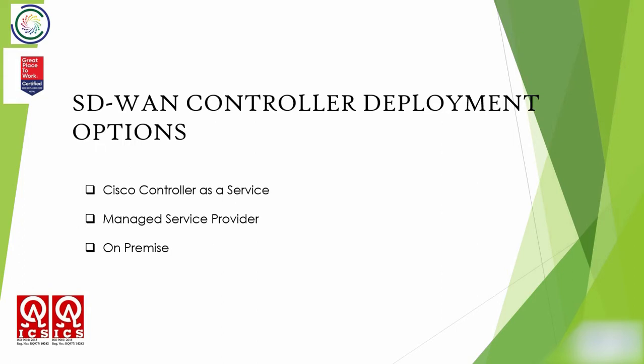Cisco SD-WAN has three controllers: vManage, vBond, and vSmart. The main requirement to deploy the SD-WAN controller is that the controller must be IP reachable from the edge devices and other controllers. The actual location of the controller is flexible. They can be hosted on cloud or on-premise. Based on the location of the controller, we can classify the Cisco SD-WAN controller deployment options into three types: Cisco controller as a service, managed service provider, and on-premise or data center.